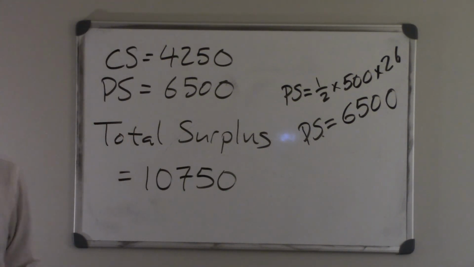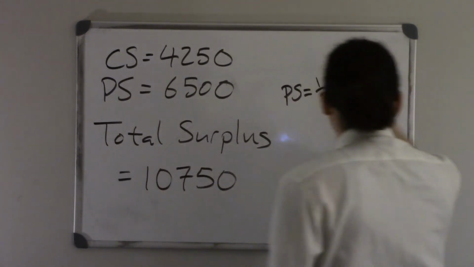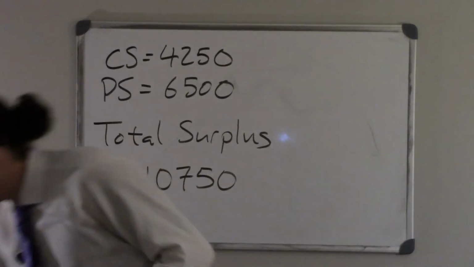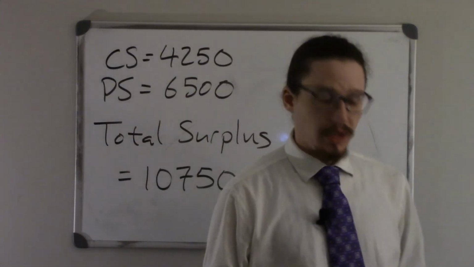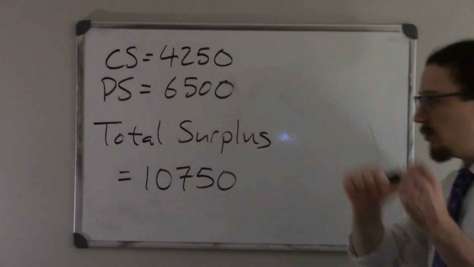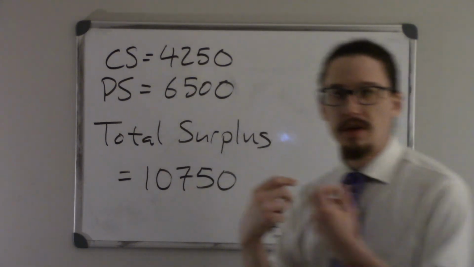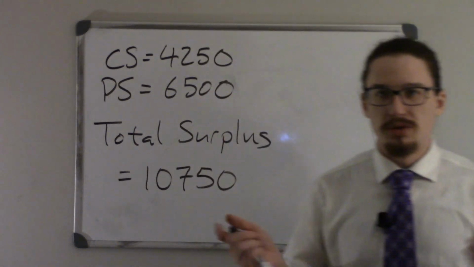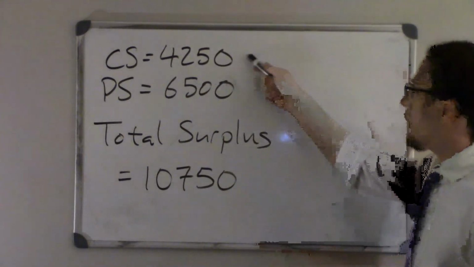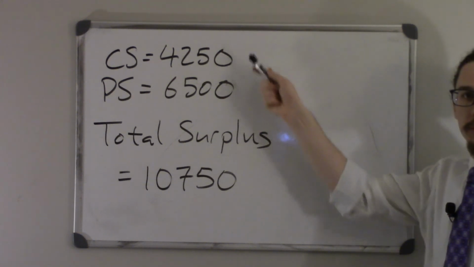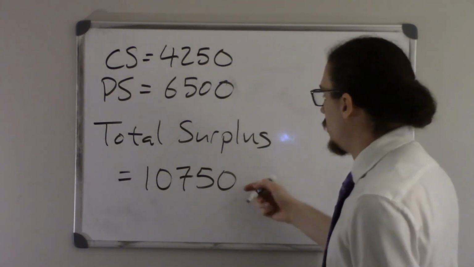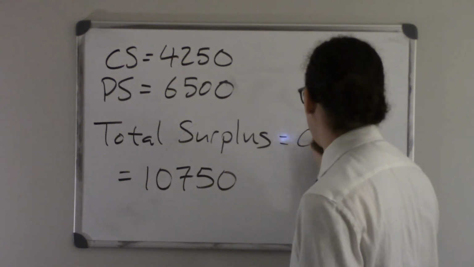When we have our producer and consumer surpluses, we can put those together for our total surplus. This total surplus is just the total gains from trade, so the gains of consumers and the gains of producers all put together. When you just add these two together, the consumer plus the producer equals the total.